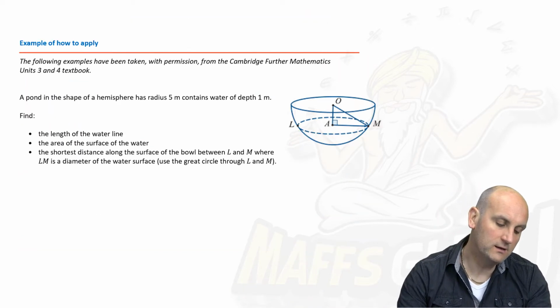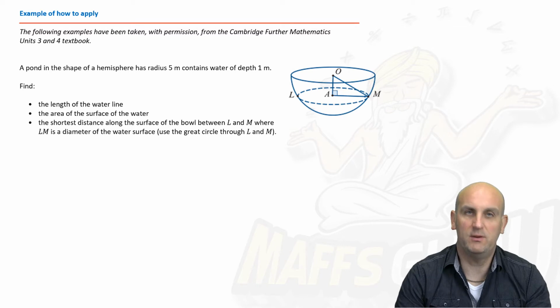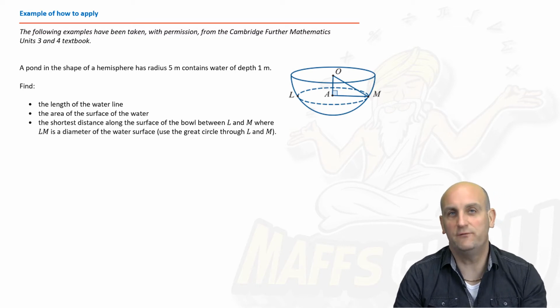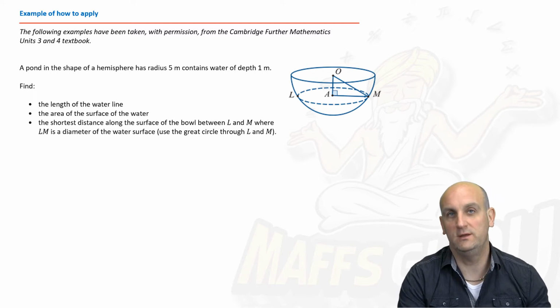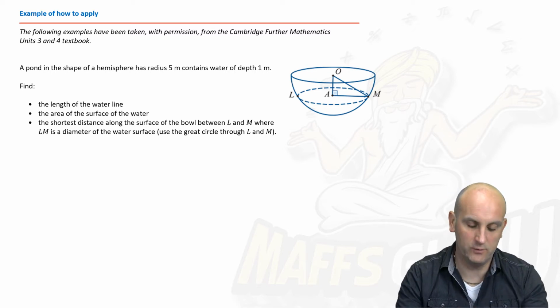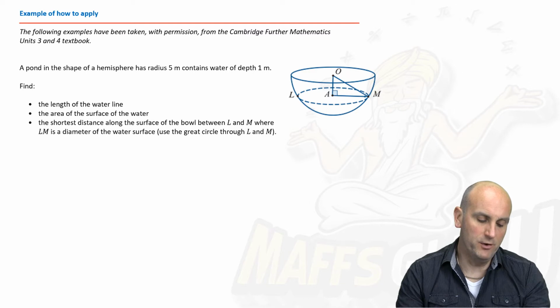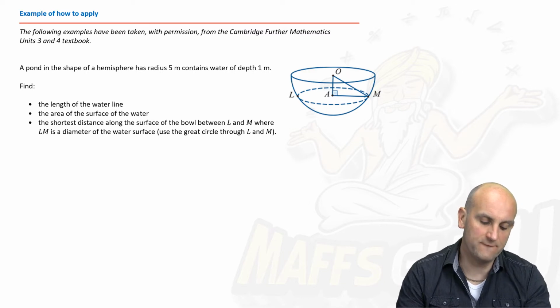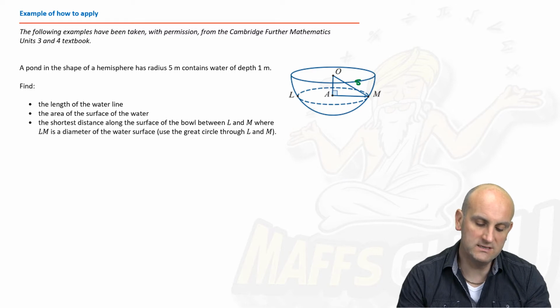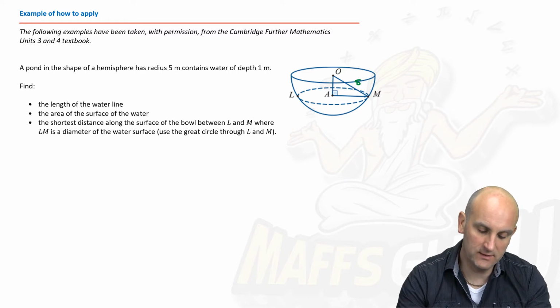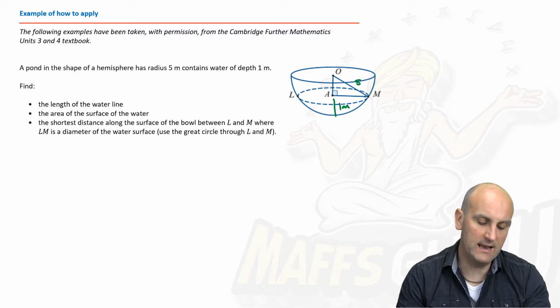Now, I'm going to use one example to show how we apply this. There is a hemisphere, no different from a sphere. As I say, in the previous video there are examples where we use the earth and radiuses to work all this stuff out. But here: a pond in the shape of a hemisphere of radius 5 meters. They haven't put anything on there, but I'm going to write 5, and a water depth of 1 meter. So we know the depth from here to here is 1 meter. Find the length of the water line.